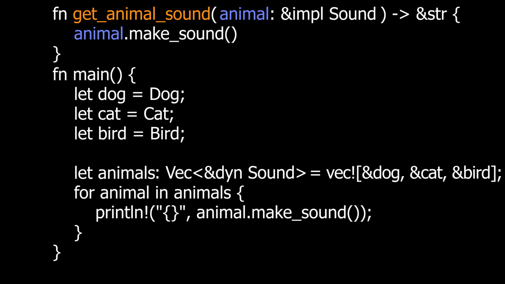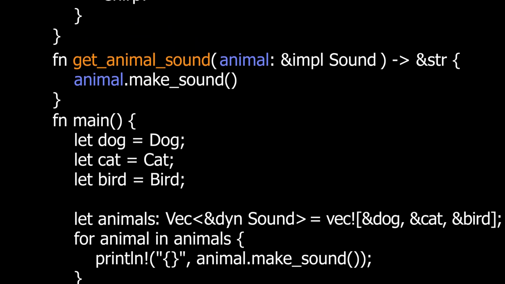We can also iterate through the elements in the vector and call the makeSound method to get the sounds. In the previous function as well, instead of static dispatch, we can use dynamic dispatch, and the output in all these cases will remain the same. So this is how we can achieve polymorphism in Rust, in a way.